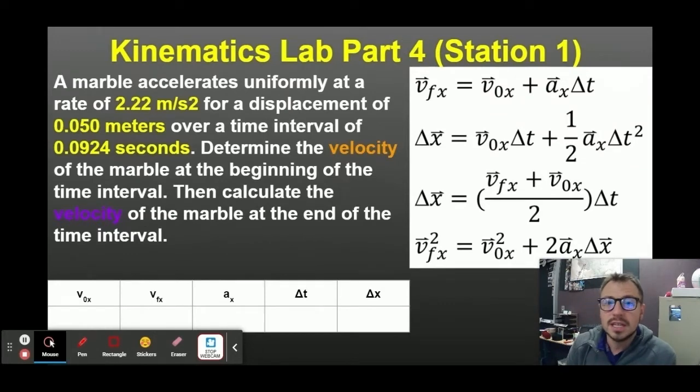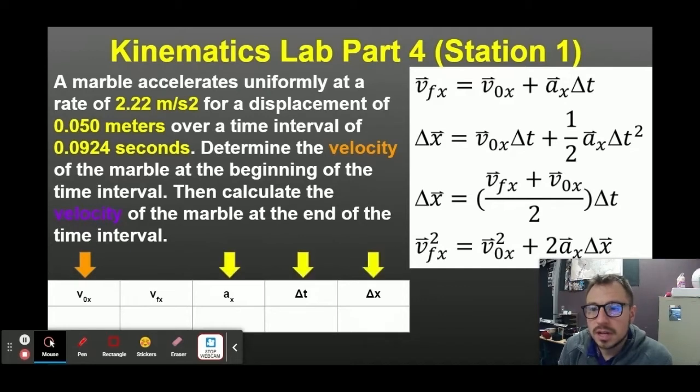So let's go ahead and do the Kinematics Lab Part 4, Station 1. A marble accelerates uniformly at a rate of 2.22 meters per second squared for a displacement of 0.050 meters over a time interval of 0.0924 seconds. Determine the velocity of the marble at the beginning of the time interval, then calculate the velocity of the marble at the end of the time interval. So let's ask ourselves that first question. What is this question asking us to find? Well, it's asking us to find that initial velocity at the beginning of the time interval, the moment it hits that first photo gate.